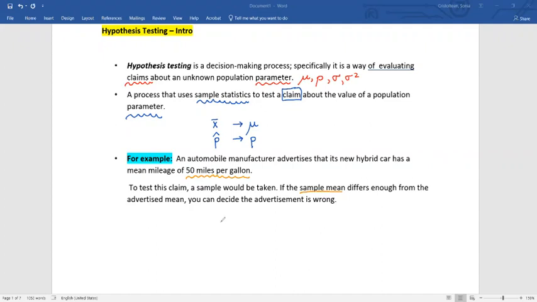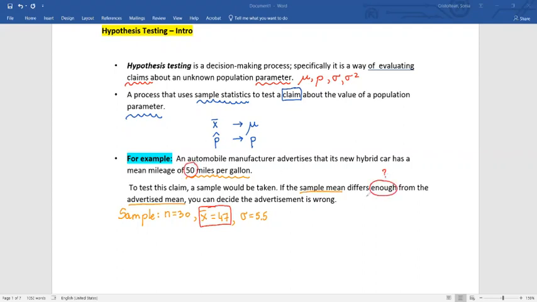So let's just say someone actually did that, and these are the results from the sample. The sample was 30 cars. X bar, which is the sample mean, happens to be 47, and let's just say we know the standard deviation sigma, and that will be 5.5. Okay? Now, if the sample mean differs enough from the advertised mean, this is the sample mean. So think about it. This is the advertised mean. What do we mean by enough?